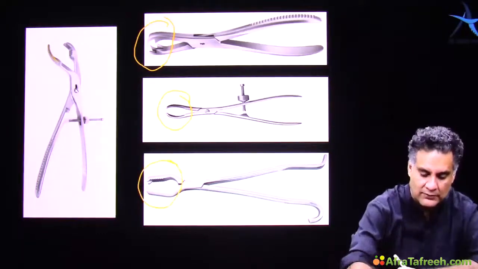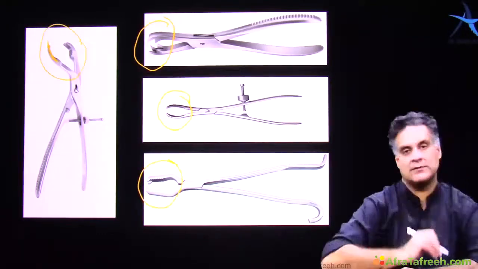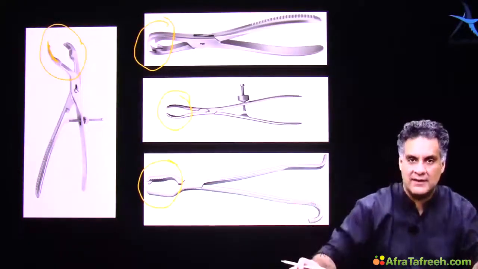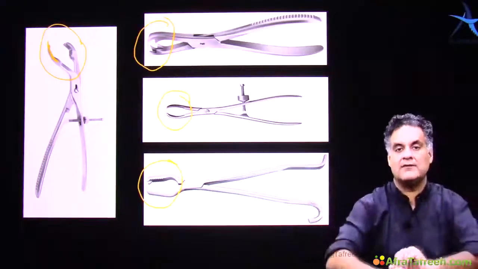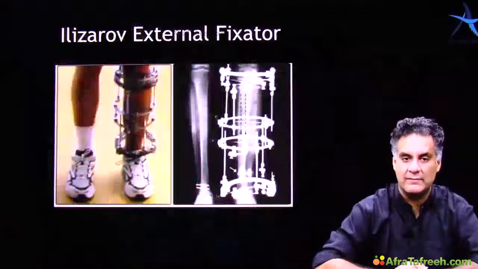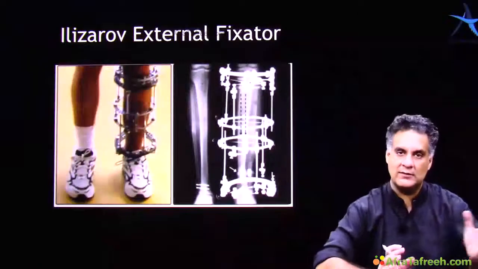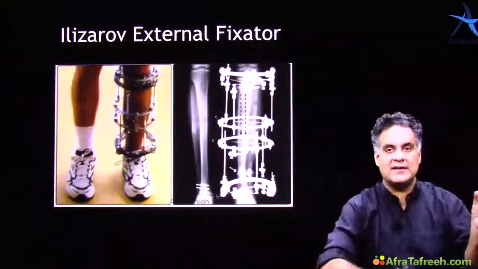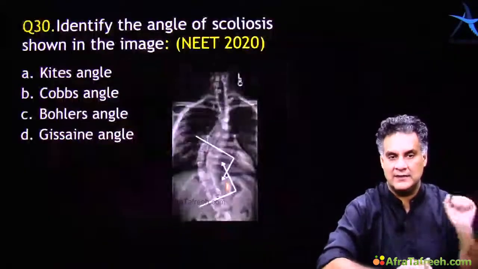And if you have a smooth surface on one side, it's a bone plate holding forceps. Both the bone holding forceps and the bone plate holding forceps have come in the exam, and also the nibblers have come in the exam. This is a type of external fixator called a rail fixator, and if you are looking for lengthening, you can use a rail fixator or an Ilizarov external fixator. Rail fixator came as a spotter in the 8th November 19 exam.